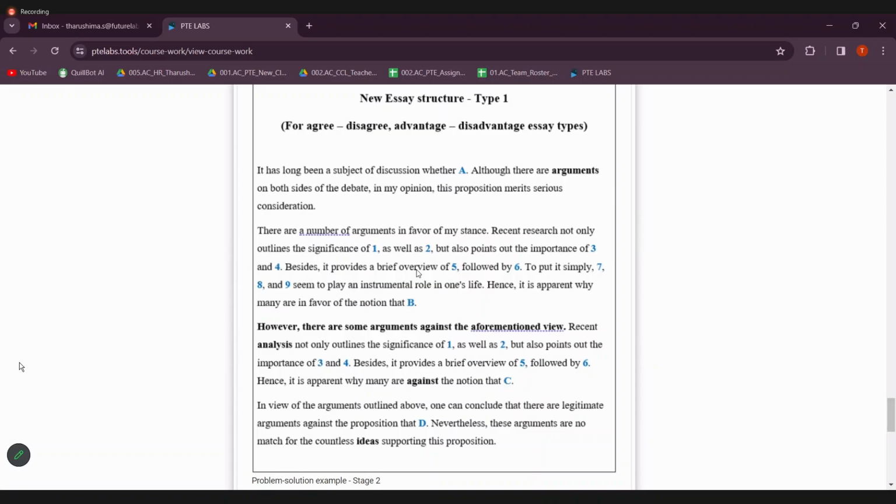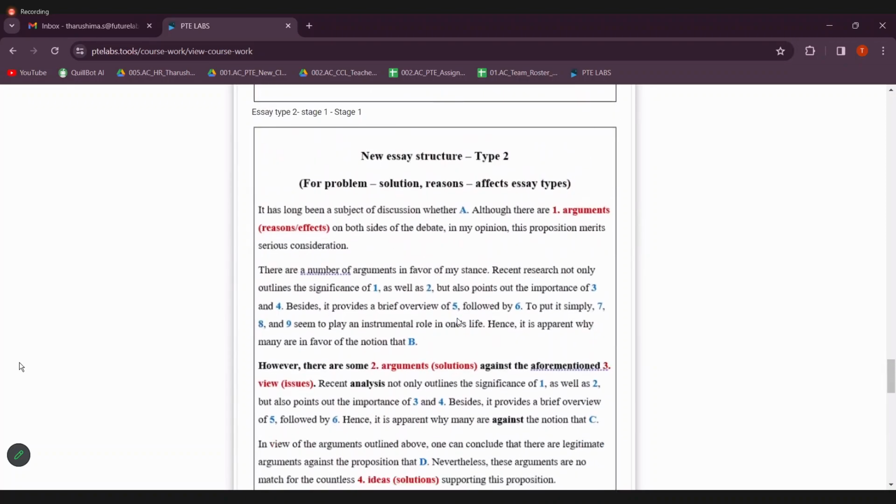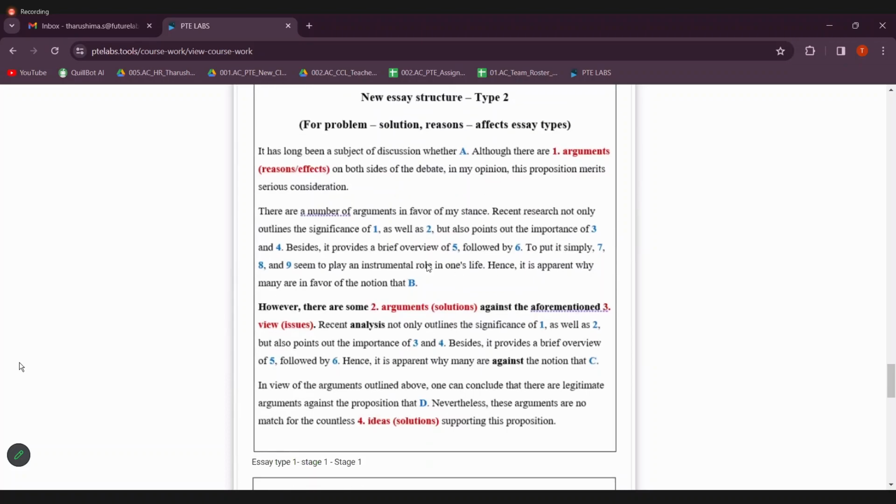I told you that there's a difference between this structure and the problem solving structure. It's also given here. The only difference is that here you have arguments, and it will be changed to reasons or effects when you come to a problem and solution essay. And then arguments change into solutions, views change into issues, and ideas change into solutions. This is the only difference in these two structures.